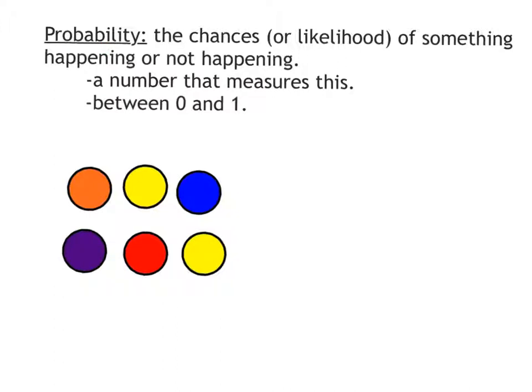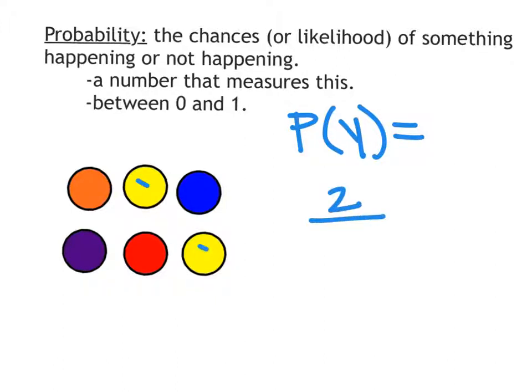So this brings us to the definition of probability. Probability is the chance or likelihood of something happening or not happening. We use a number to measure probability, and that number is always between 0 and 1. So I might ask you, looking at these marbles, what's the probability, this is the notation, of getting a yellow? Usually I look and see 2 yellow marbles, so I have 2 chances out of 6 possible outcomes, so that would be 2/6. Now if you look at that number, I can simplify that. That's the same as 1/3. That number is between 0 and 1. It's a fraction that's between 0 and 1.